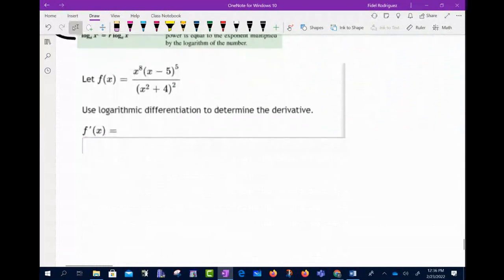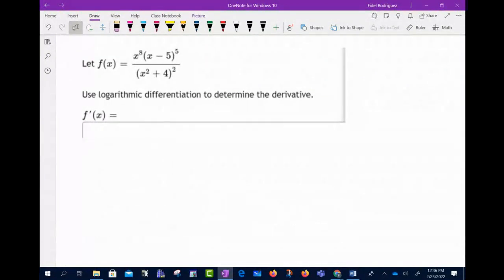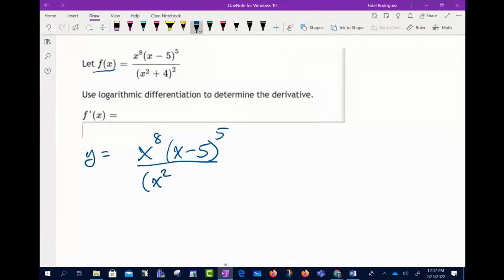So let's see if we can start off with the first problem. We're going to go super, super slow. The first thing I'm going to do, y'all, instead of using f of x, I'm going to write it as y equals x to the 8th times x minus 5 to the 5th all over x squared plus 4 squared, okay? That's usually my first step, y'all. I'm just going to write it with a y, okay?